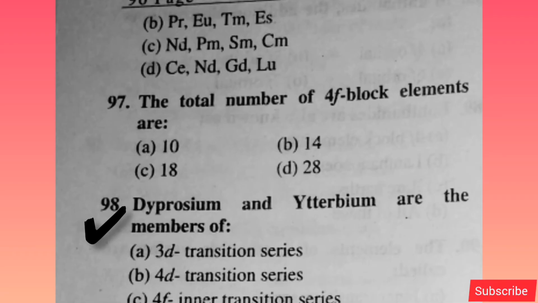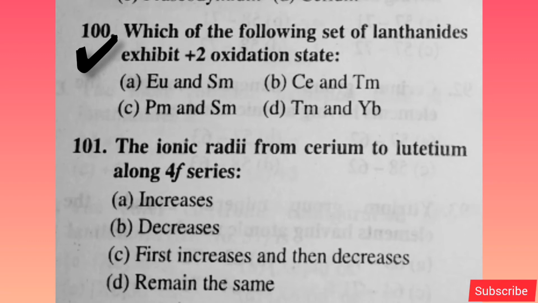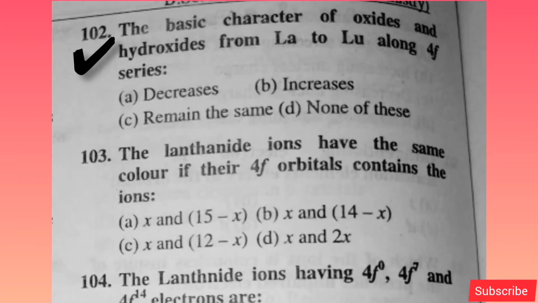Dysprosium and ytterbium are the members of. Option C is correct. The +3 oxidation state is the most stable state for lanthanides except. Option D is correct. Which of the following set of lanthanides exhibit +2 oxidation state? Option A is correct. The ionic radii from cerium to lutetium along 4f series. Option B is correct. The basic character of oxides and hydroxides from La to Lu along 4f series.